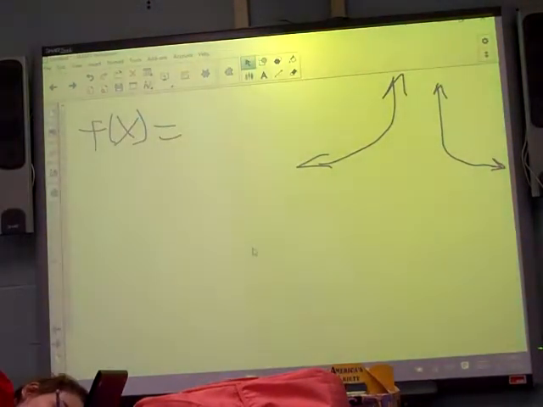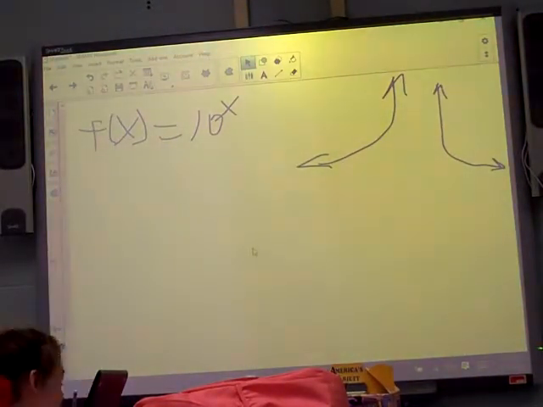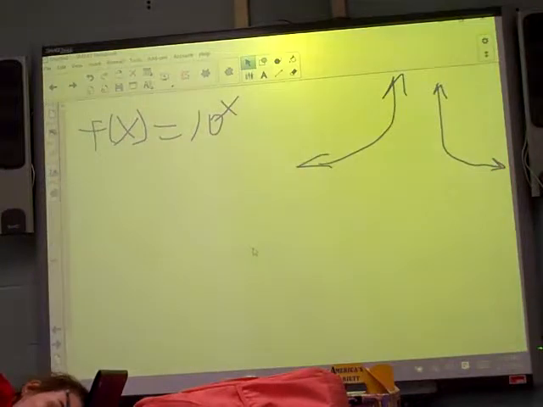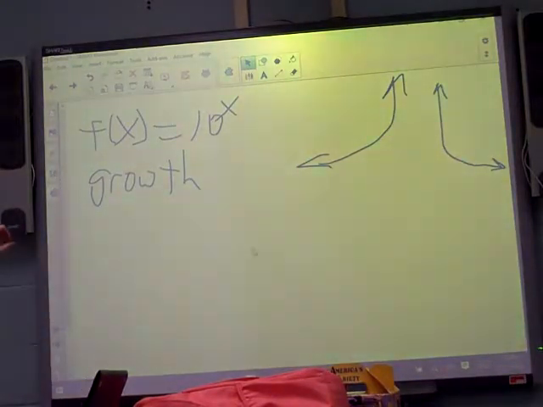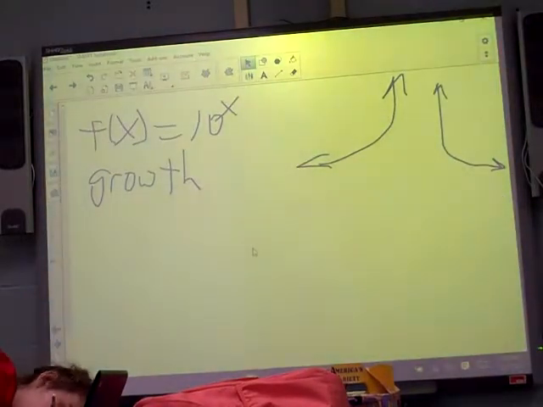All right, so this first one that we're going to graph says f of x is equal to 10 to the x. Now, some things I know about this already. I know that's going to be an exponential growth function, so I can write that down. Why do I know it's going to be a growth function? Because the number is bigger than 1. It's the base of the exponent, and 10 is bigger than 1, which means it's a growth. It's going to go up.